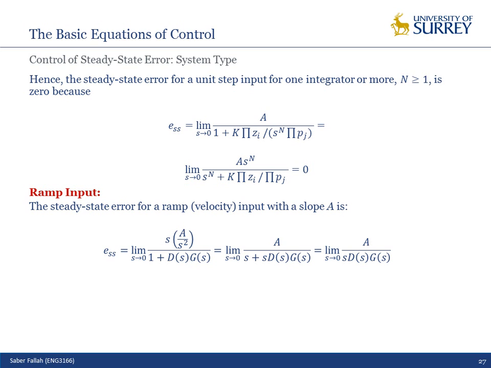If the limit of S DsGs is 0, you will have A over 0, which is infinite. If S DsGs is constant or not 0, you will have A over something constant. You will have finite error. If S DsGs is infinite, you will have A over infinite, which will be 0.